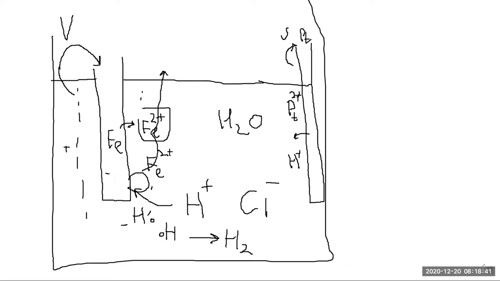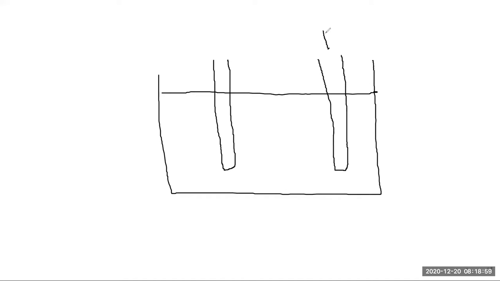Now let's redraw the same picture again. So we have a piece of iron, and we have a piece of platinum.